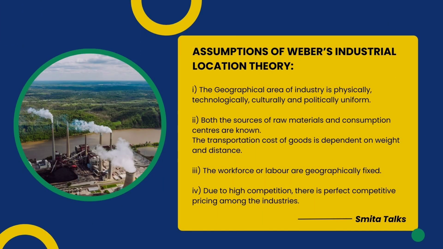Assumptions of Weber's industrial location theory. Number 1, the geographical area of industry is physically, technically, culturally, and politically uniform. Number 2, both the sources of raw materials and consumption centers are known. The transportation cost of goods is dependent on weight and distance. Number 3, the workforce or labor are geographically fixed. Number 4, due to high competition, there is perfect competitive pricing among the industries.